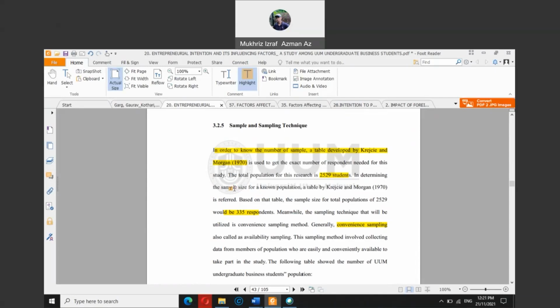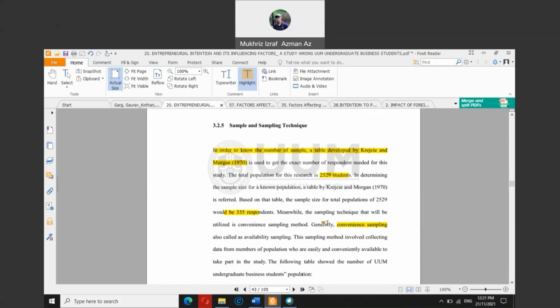As long as those who answer are part of the 2,529 students, that is okay. How you obtain the information from these 2,529 students is just based on what is most convenient to you. You can just send out the link, or ask your friend to distribute the Google Form to other WhatsApp groups, among your colleagues and friends. That is what we call convenience sampling.